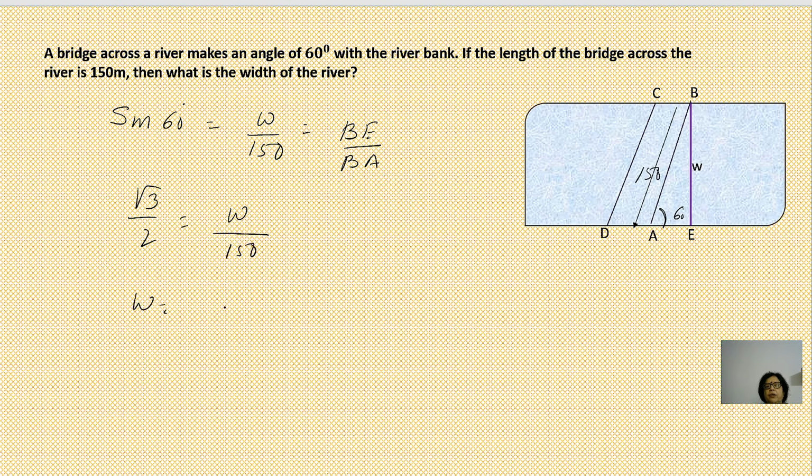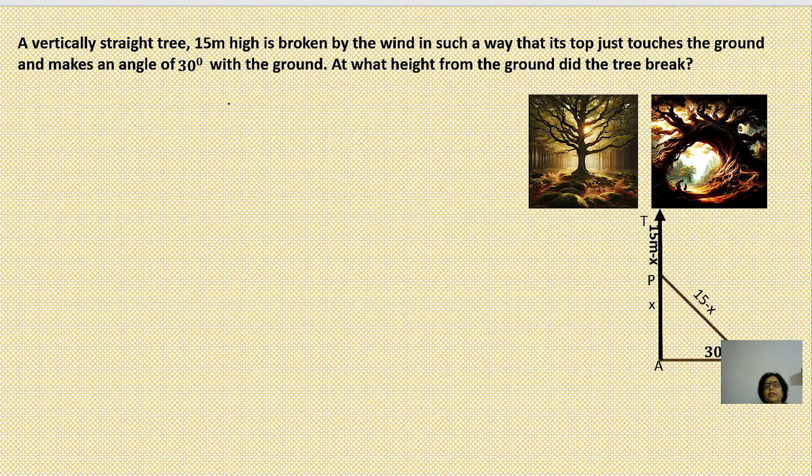So W is equal to 75 root 3 meters. You can put the value of root 3 over here till 3 places of decimal or 2 places of decimal and give your answer.